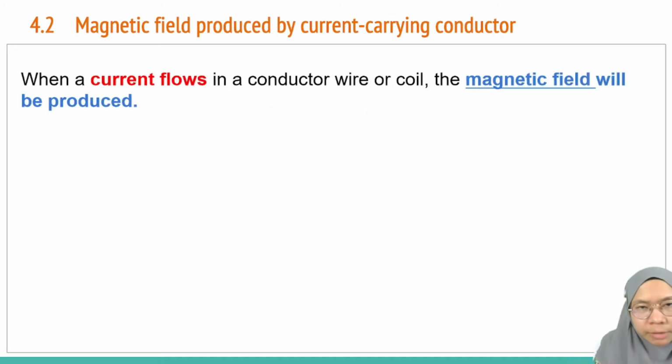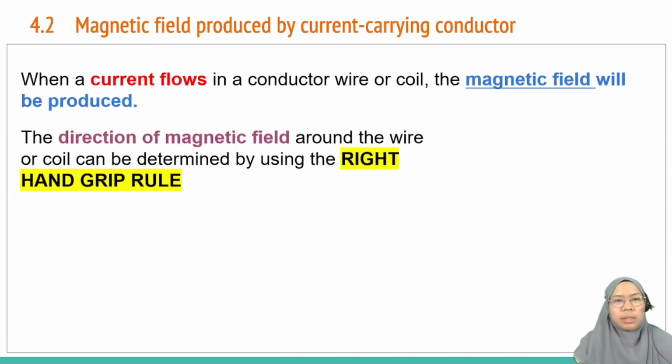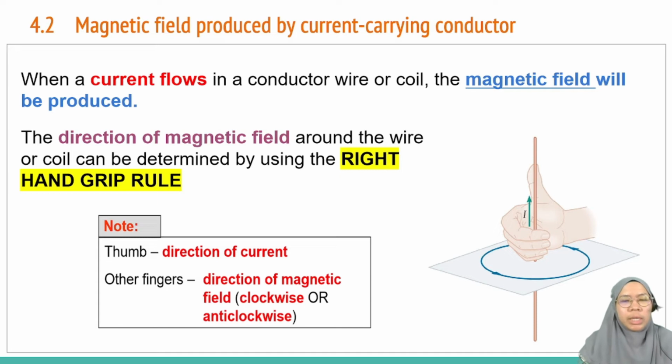Right, so when a current flows in a conductor, wire, or coil, magnetic field will be produced. The directions of magnetic field around the wire or coil can be determined by using right hand grip rule. Okay, so for straight conductor, we can say that the thumb is the directions of current and the other fingers are the directions of magnetic field. But for the solenoid, the thumb is going to be the north pole, and the other fingers are going to be the directions of current.